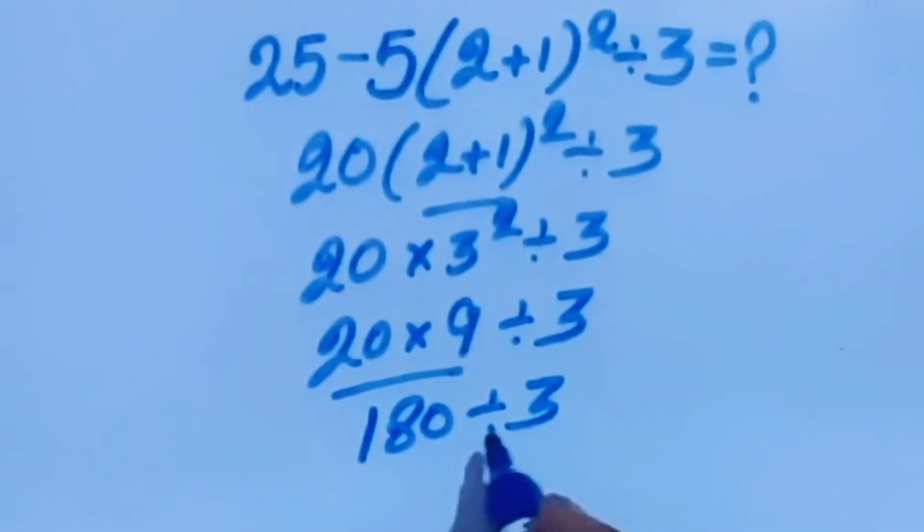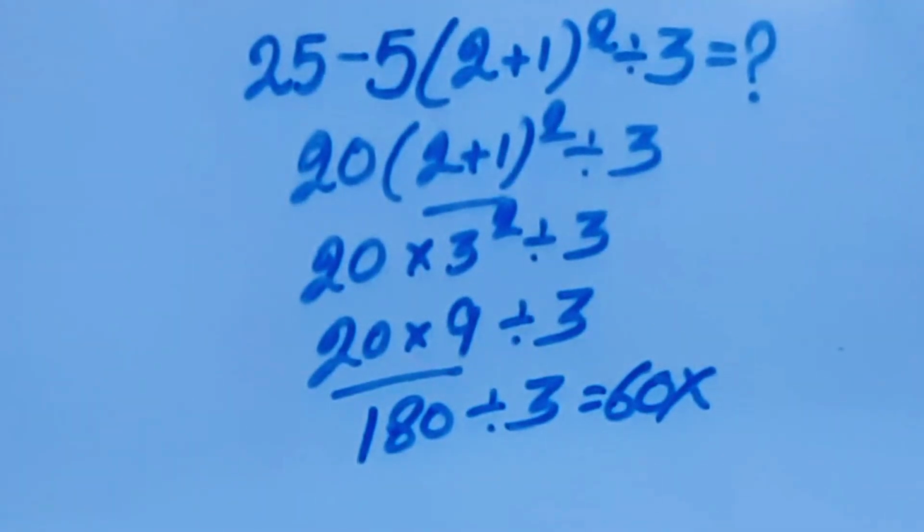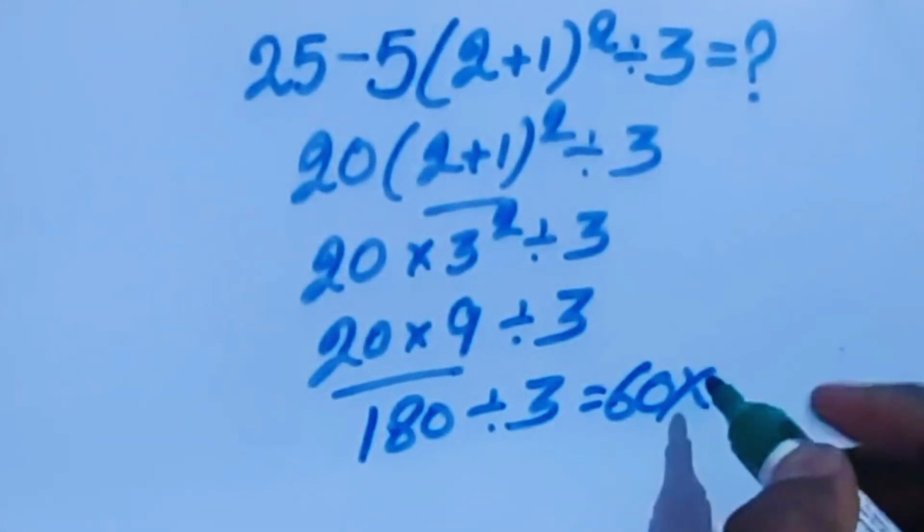Here 180 divided by 3 is 60, which is the wrong answer. As per this order of operation, the 60 is the wrong answer.